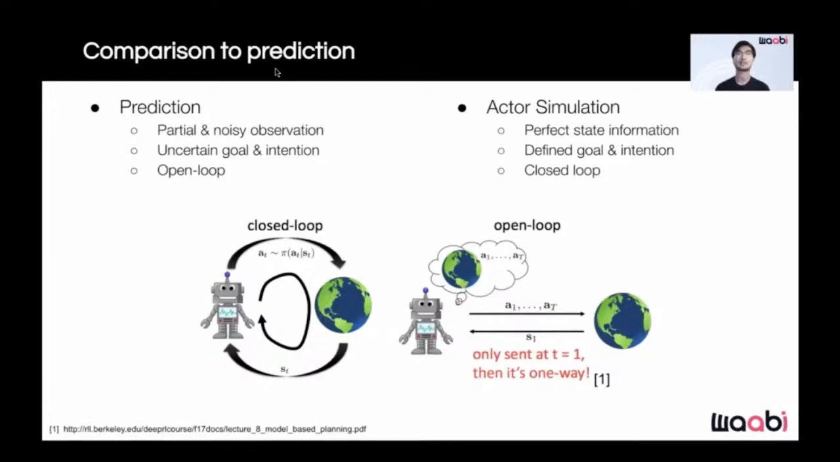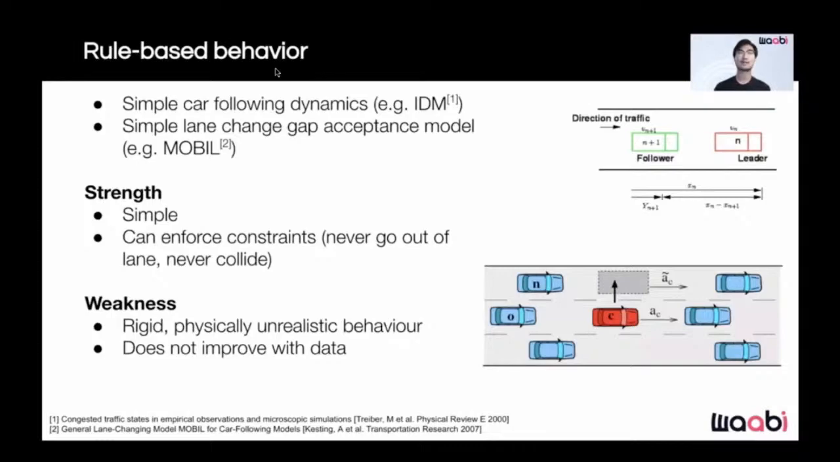This creates a unique challenge in learning from observational data, which we will discuss in detail later. The simplest approach to automatically generate actor behaviors is using rule-based models. A typical car-following model describes a simple set of vehicle dynamics that follows the lane and maintains the desired clearance from the lead vehicle. This can be extended to generate lane change behaviors as well, using yet another set of rules, such as the gap acceptance model.